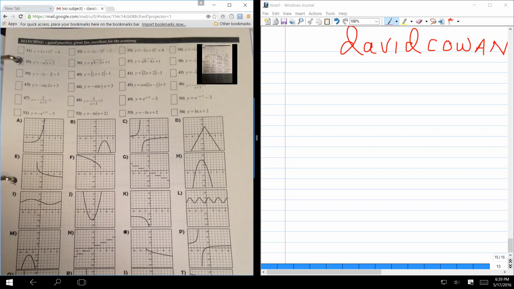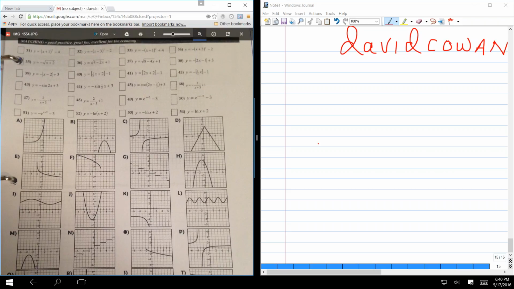Okay. 32, what is that? Also a parabola in vertex form. The vertex is where? It's at 3, 2, or 3, -2.